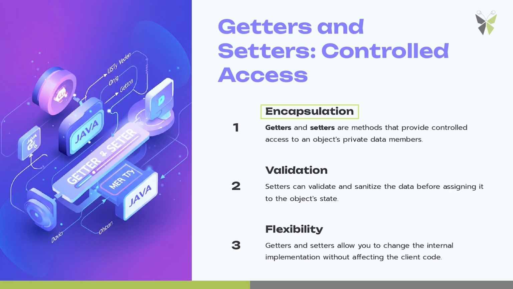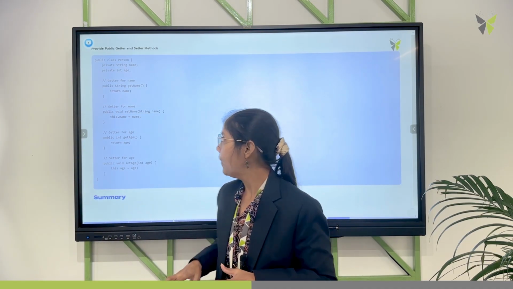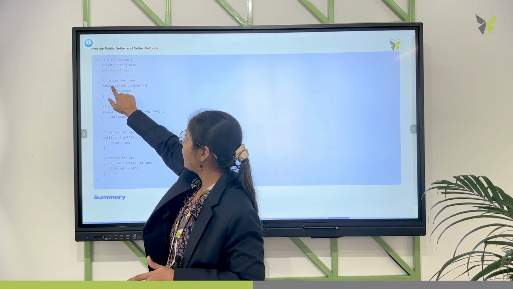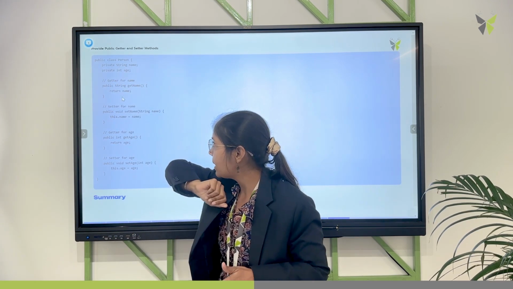So how can these getter and setter methods be used? Similar to what we have seen earlier, we have a class here, class Person. We have two variables declared: one is a String variable with the name as name, and an integer variable with the name as age.